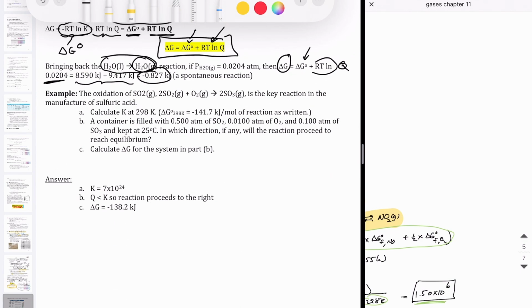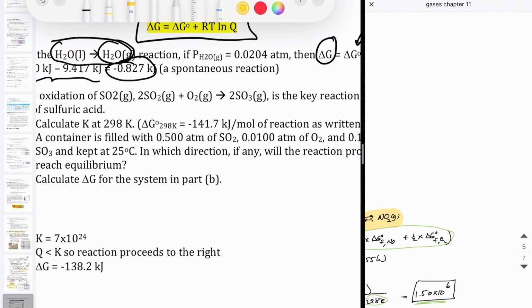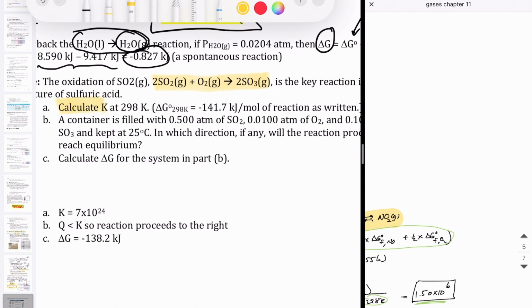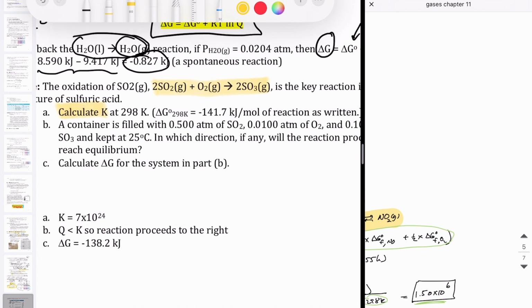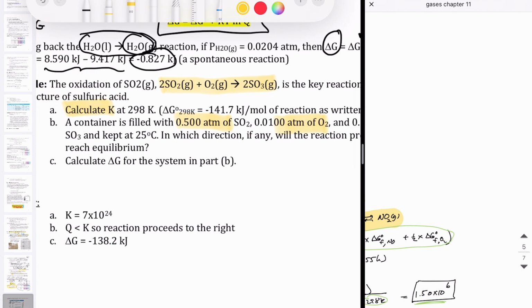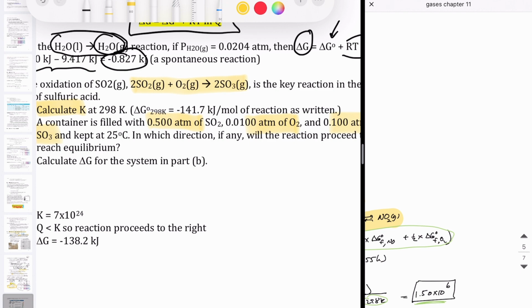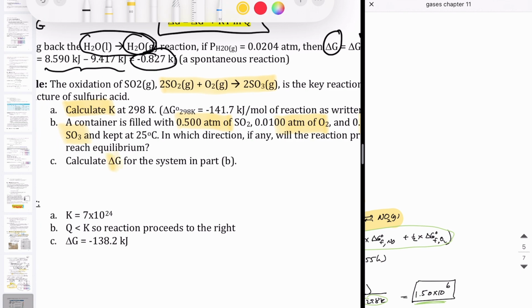All right, let's take a look at an example on how to use some of these equations. We have a reaction here, which is SO2 being combusted to produce SO3, and we want to calculate the K at 298 Kelvin. And then if we have some combination of SO2, O2, and SO3, right, will the reaction be spontaneous? Will it proceed towards the product side? And then lastly, calculate the delta G for that reaction that was given in B.